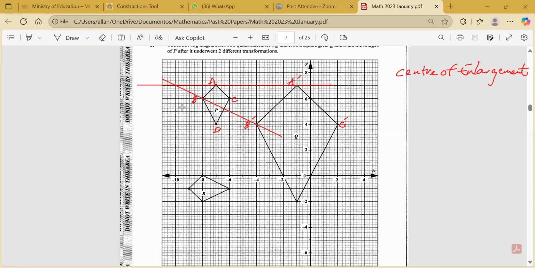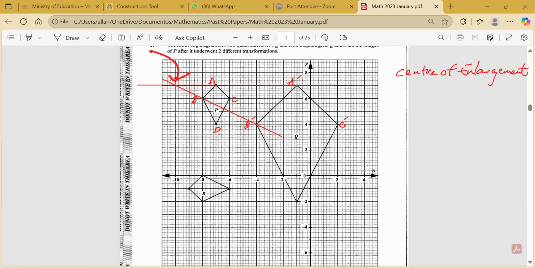Now, you don't need to do C to C prime. All you're interested in is doing one. Now, note, you see this point here, people? Yes, sir. That is the point that you want. That is called the center of enlargement, this point here, where the two lines intersect.